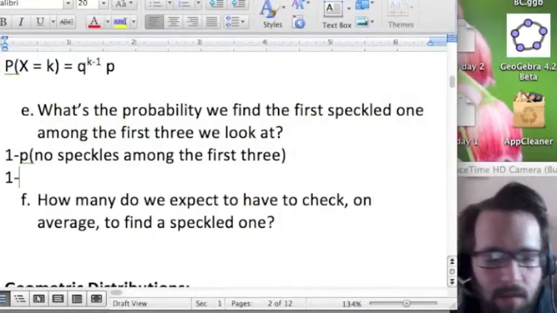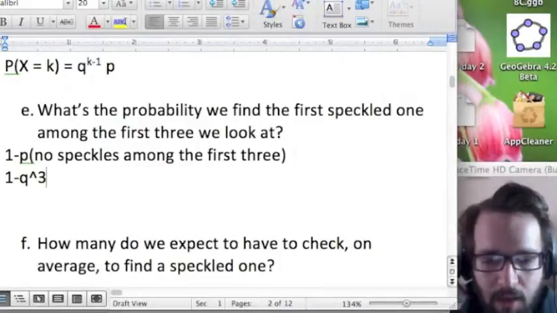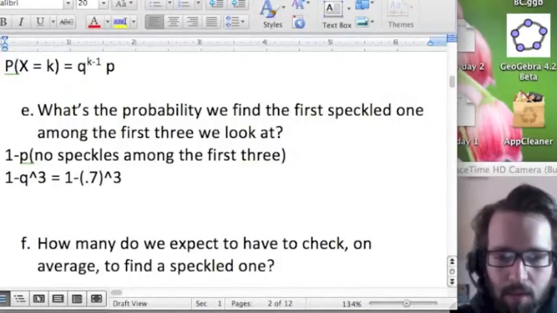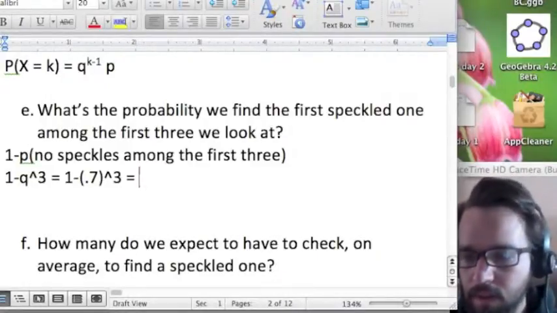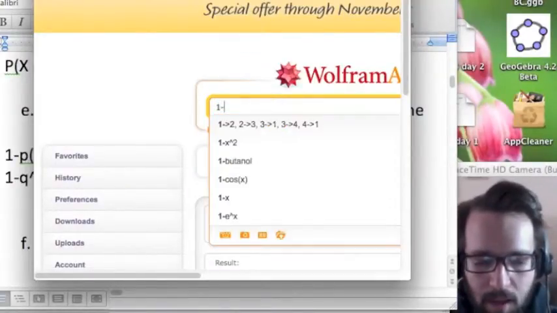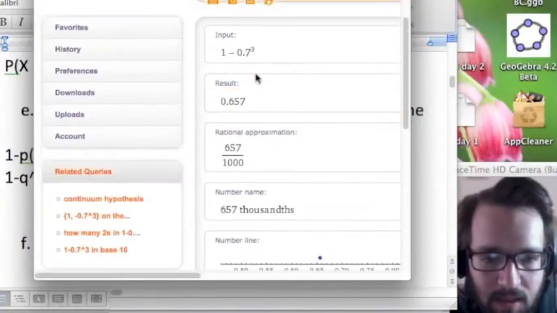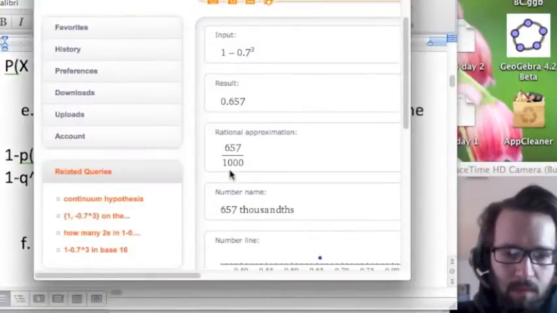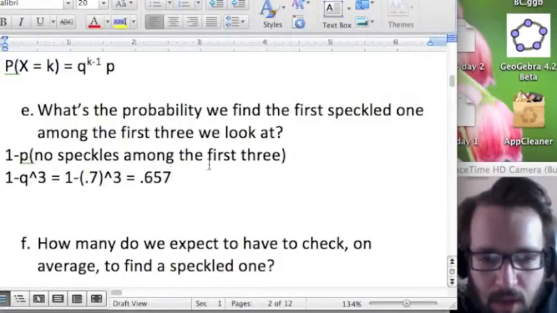Okay, so 1 minus failure, failure, failure. 1 minus q to the 3rd power. And just start thinking of that letter q as a failure. So that will be 1 minus 0.7 to the 3rd power. Let me, just for fun, see what that is. It's going to give me 0.657. So the probability that we find the first speckled one among the first 3 is 0.657, or 65.7%.